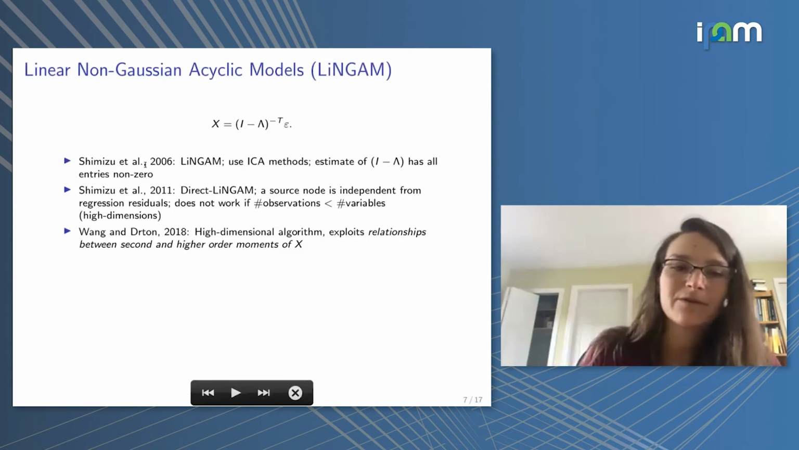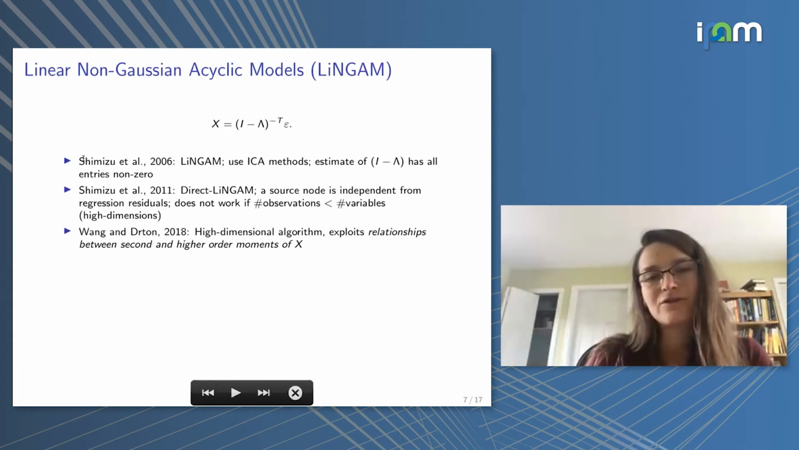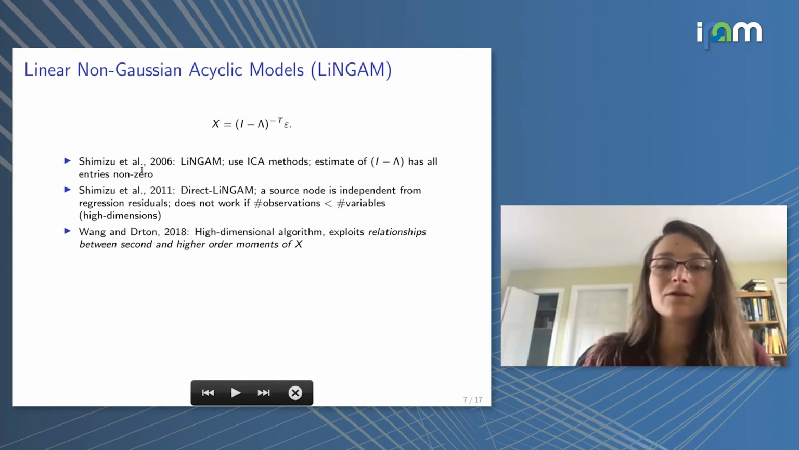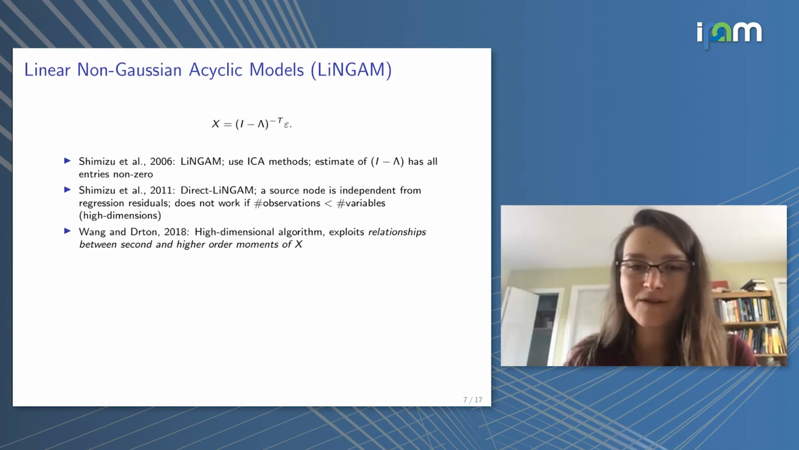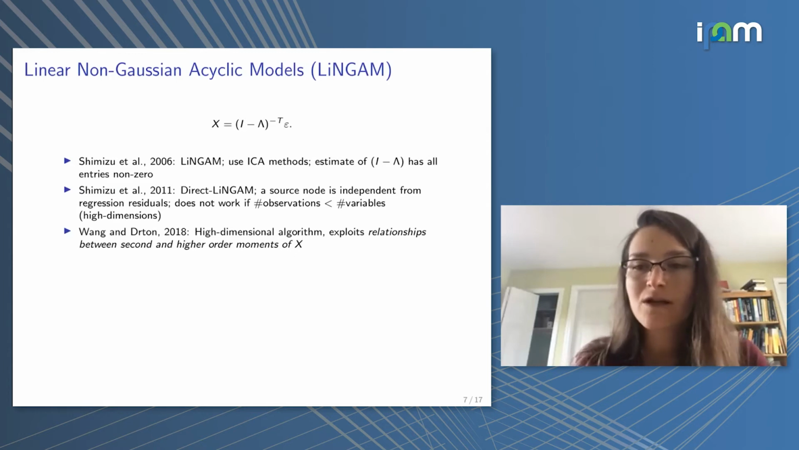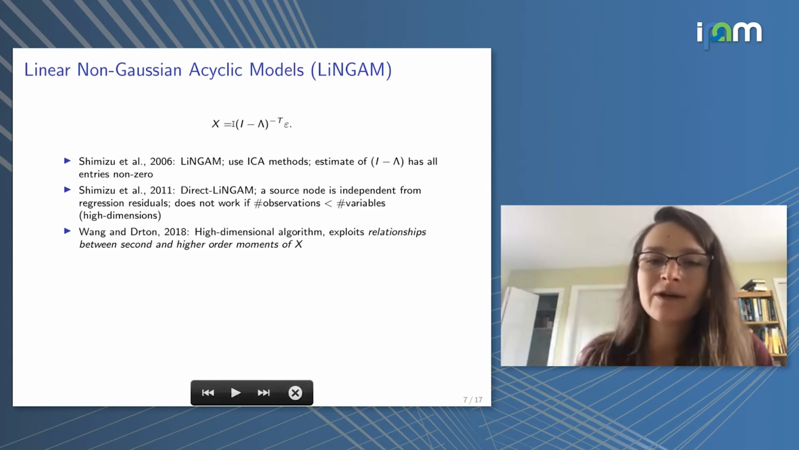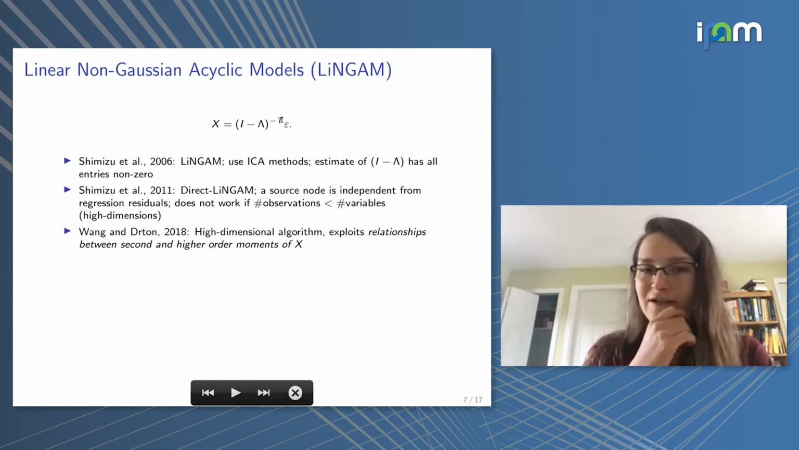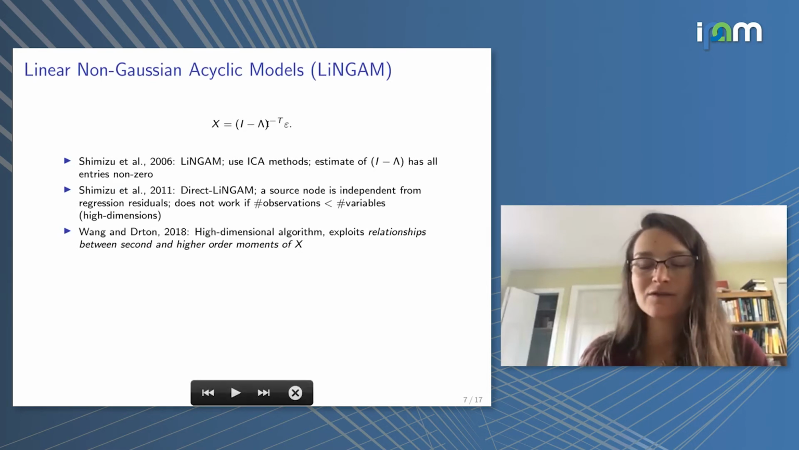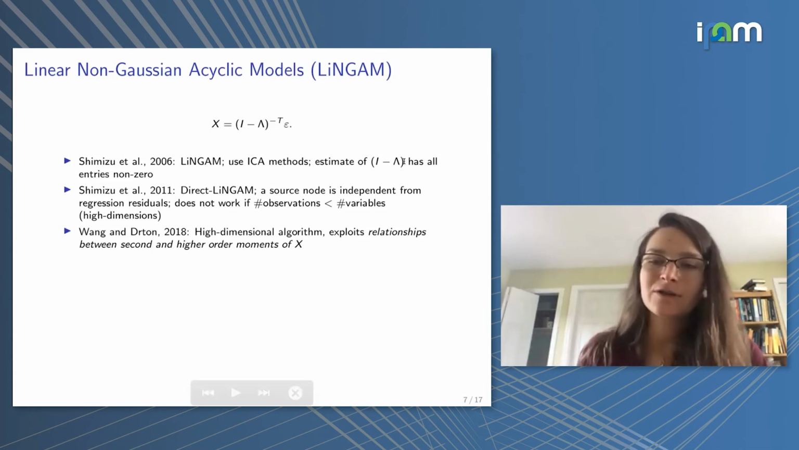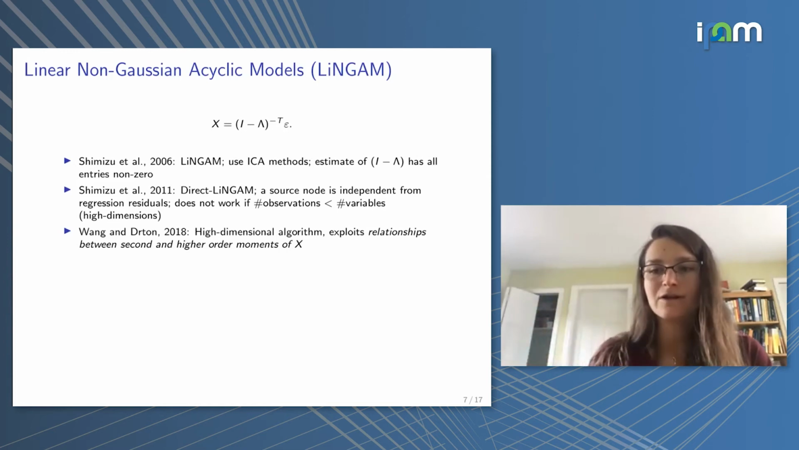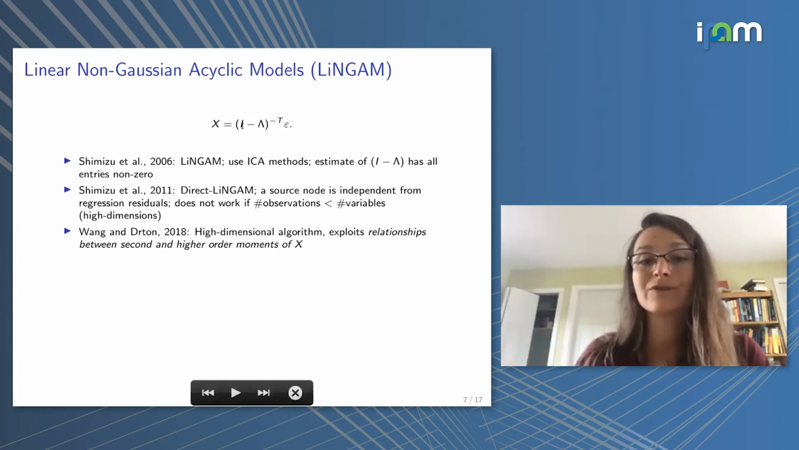Basically, the first paper that was trying to learn such a linear non-Gaussian acyclic model was in 2006 by Shimizu et al. They realized that they could use ICA methods in order to estimate this matrix (I minus lambda) inverse transpose. And the thing is that this problem has more structure than just any matrix A: it's a matrix that is the inverse of a very sparse matrix. Also, when you get the estimate, it will have a lot of entries that are not quite zero, and you have to decide what the threshold is in order to figure out when to call an entry zero.